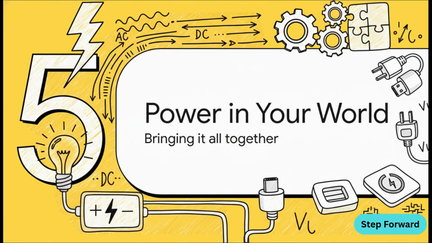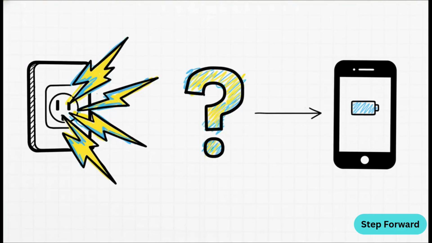All right, let's bring it all home. Let's see how all of this, AC, DC, volts, and chargers, comes together to solve that puzzle we started with. So here's the situation. The socket in your wall is dishing out powerful, high-voltage, alternating current. But your phone's battery? It's delicate. It needs gentle, low-voltage, direct current to charge up safely. The two are completely incompatible.